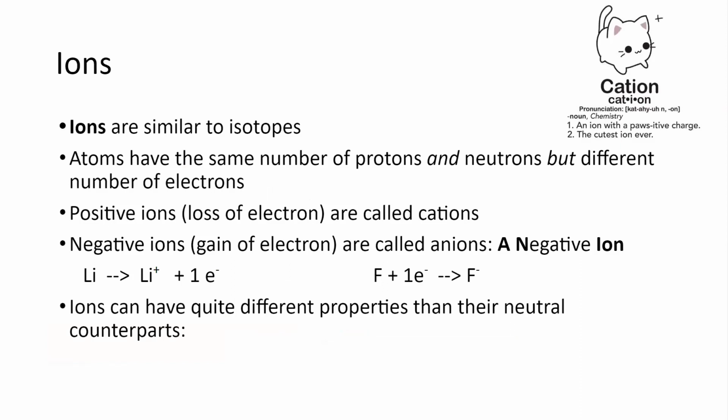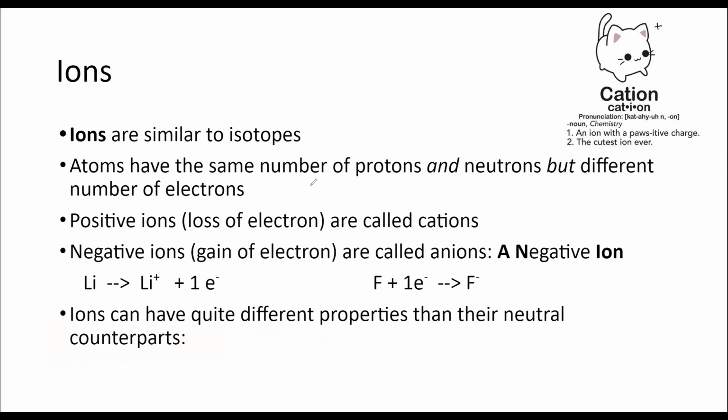Then we talked about ions. Ions are atoms with the same number of protons, but a different number of electrons. You have your cations, which means you lose electrons, and your anions, which means you gain electrons. Remember, electrons are negative. They are -1. So if I lose electrons, I become positive. If I gain electrons, I become negative.